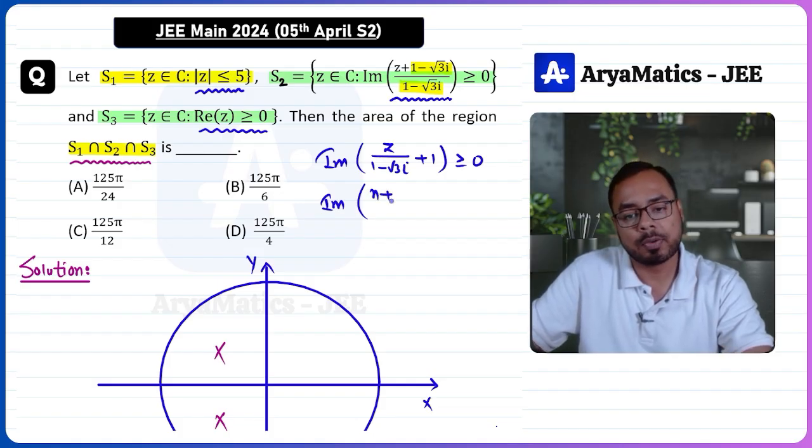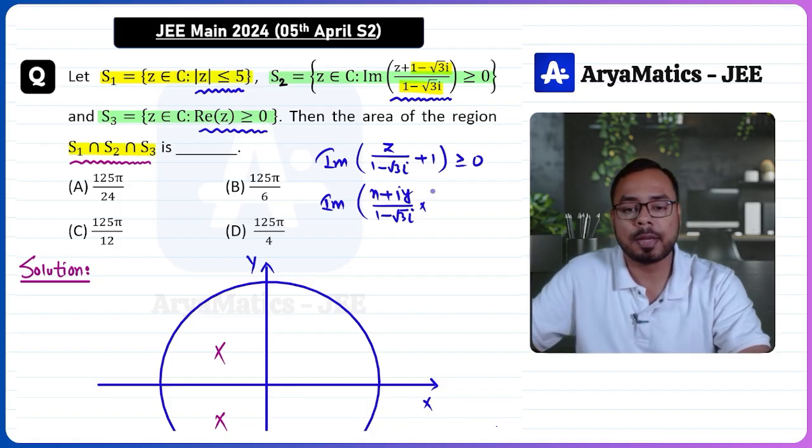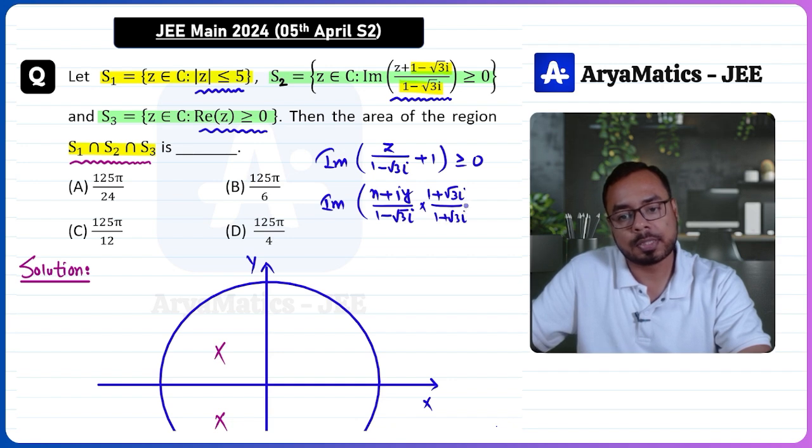positive. Z you can write as x plus iota y, because once we have an equation in xy, then we can identify the type of locus. And to separate the real and imaginary part, multiply and divide by the conjugate of this denominator. So this is the inequality that we are getting.